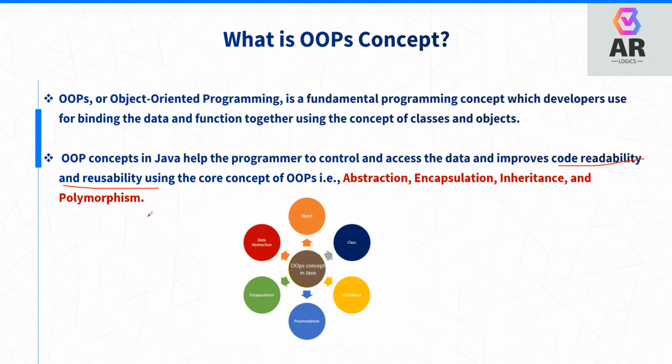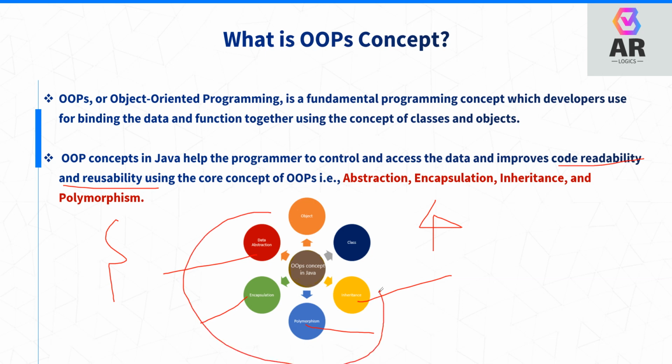There are four pillars: inheritance, polymorphism, encapsulation, and abstraction. These four are the main pillars of OOPS concepts. Okay, let's first discuss what a class and an object are.